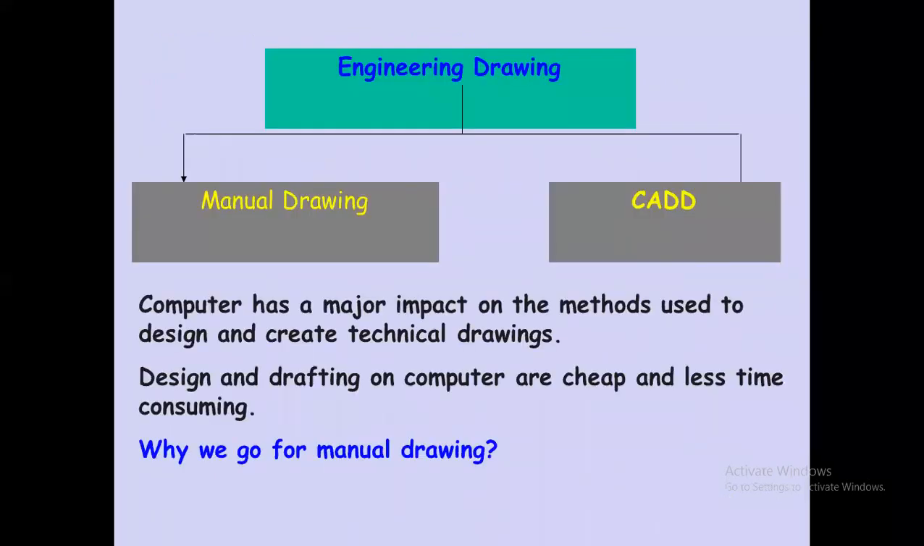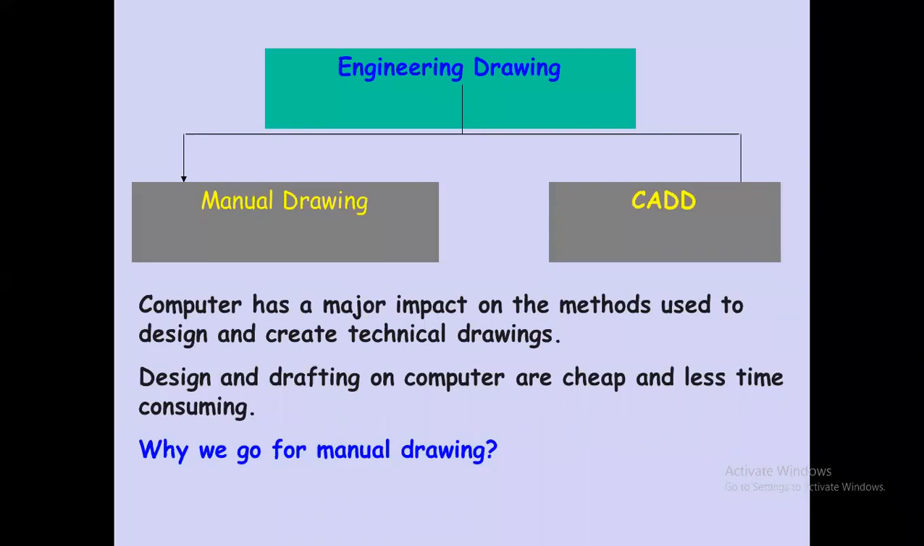Okay. So the next part is that engineering drawing can be classified into two categories. The first is manual drawing, which means manually you are going to draw the engineering pictures. And CAD means with the help of software like Solid Edge, Pro E, CATIA, AutoCAD, there are so many softwares. With the help of those softwares, we represent our object. It is called computer aided drawing.